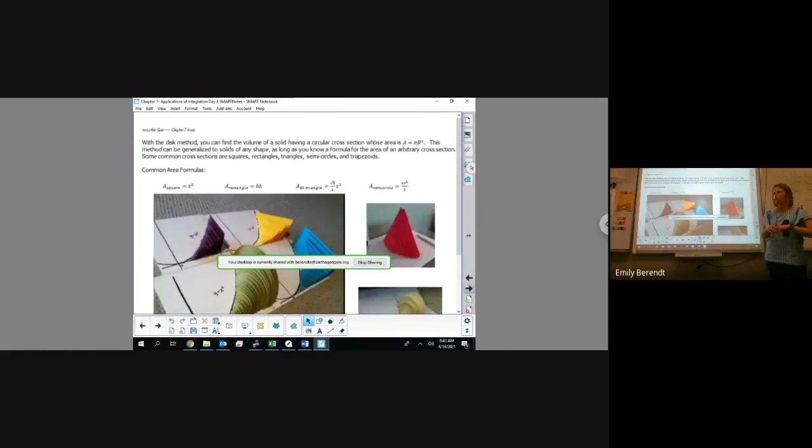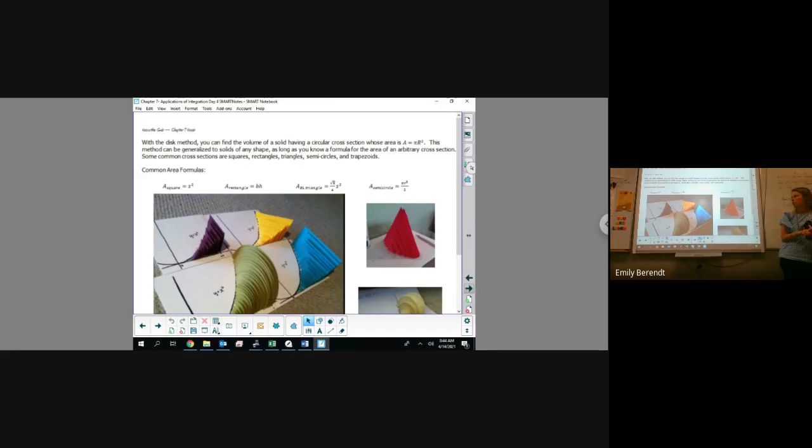They will tell you what shape your cross section will be. So we've only worked with circular cross sections with the discs and the washers. You can basically do the same thing and use area to help you find volume, but picking any cross section that you want besides a circle.